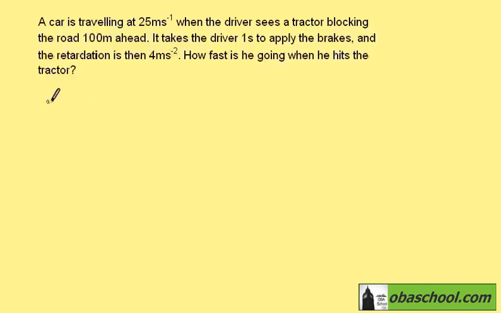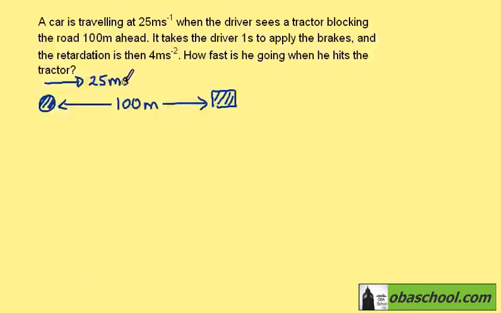To make sense of this, a clear diagram will help. Suppose this is the car, and here is the tractor. The car and the tractor are 100 meters apart when the driver sees the tractor, and the car is travelling at 25 meters per second. It takes him 1 second to apply the brakes, so the car will now have moved closer to the tractor by a distance which I'll call d.